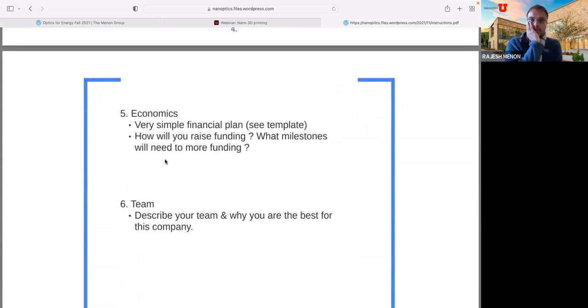This last section is probably the hardest part, which is simple economics, a very simple financial plan.